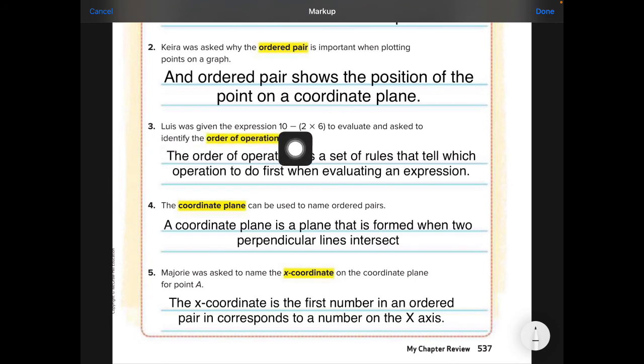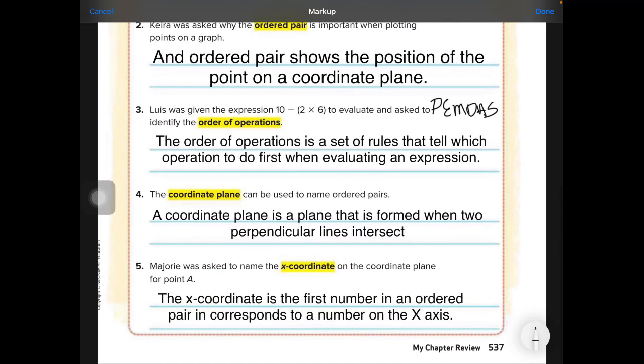Number 3. Luis was given the expression of 10 minus parenthesis 2 times 6 parenthesis to evaluate or solve and asked to identify the order of operations. The order of operations is a set of rules that tell which operation to do first when evaluating the expression. And if you write PEMDAS, that will help you figure out the order of operations that you do.